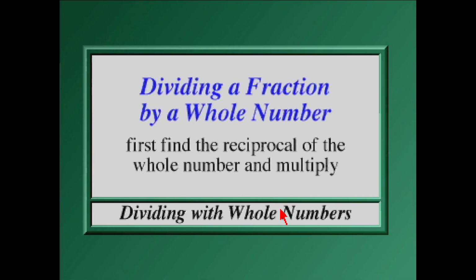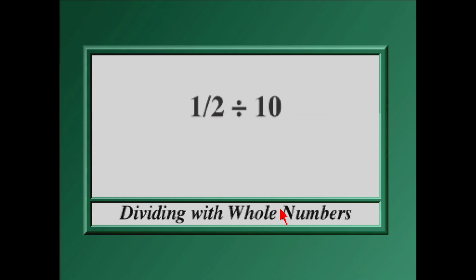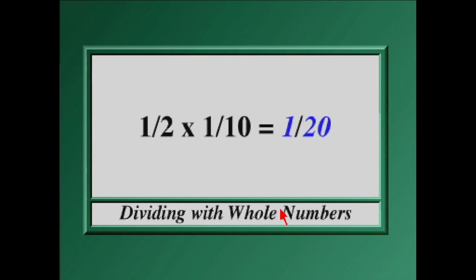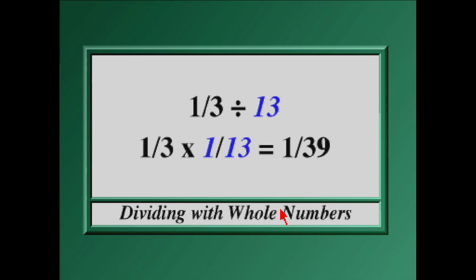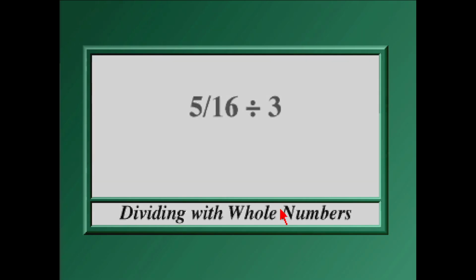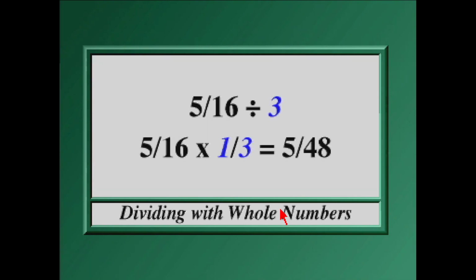To divide a fraction by a whole number, first find the reciprocal of the whole number and multiply. To find 1/2 divided by 10, invert 10 over 1 to its reciprocal 1/10 and multiply 1/2 times 1/10. 1/2 times 1/10 equals 1/20. To divide 1/3 by 13, invert the 13 over 1 to 1 over 13 and multiply. 1/3 times 1/13 equals 1/39. To divide 5/16 by 3, invert the 3 over 1 to 1/3 and multiply. 5/16 times 1/3 equals 5/48.